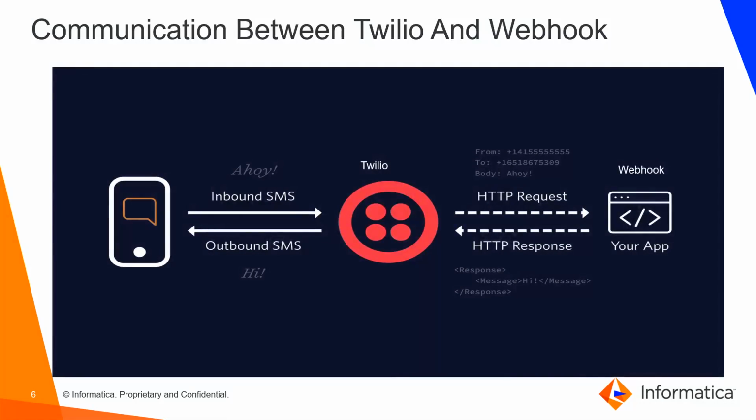Now we'll discuss how the communication happens between Twilio and the webhook. When a message is sent from your messaging client or WhatsApp to the Twilio number, it will in turn send an HTTP request to the configured webhook URL. Your app will then consume that message, form a customized response in a predefined format, and send it to Twilio. Twilio will parse that message and send it back to the number from where it received it.